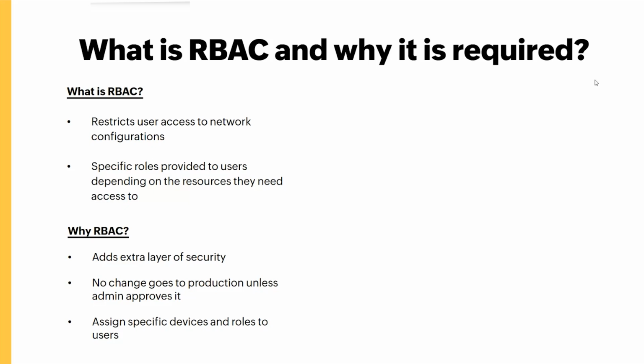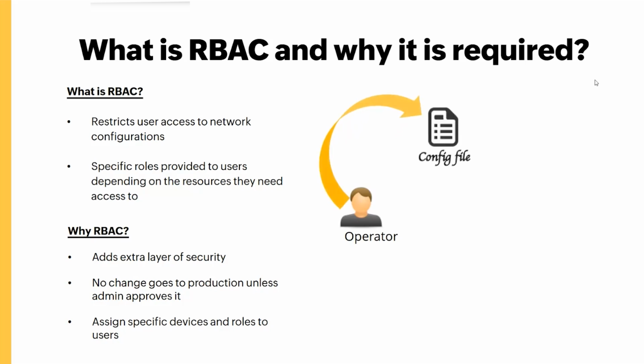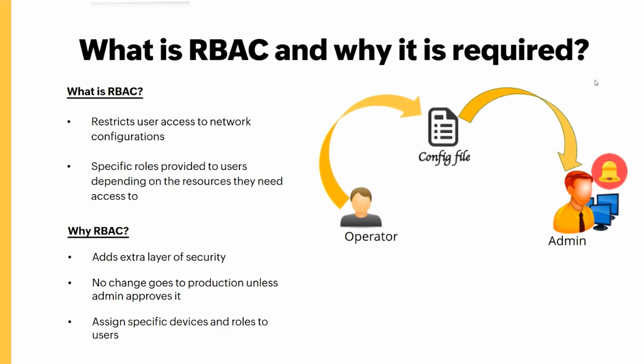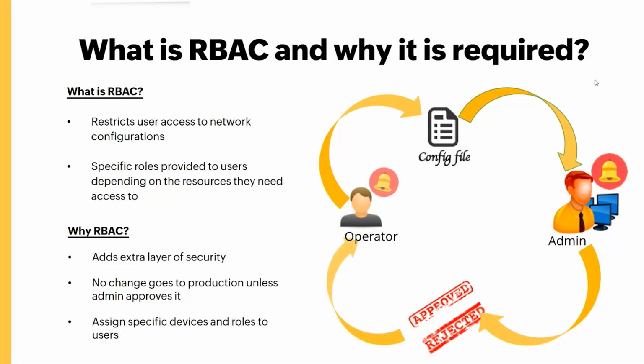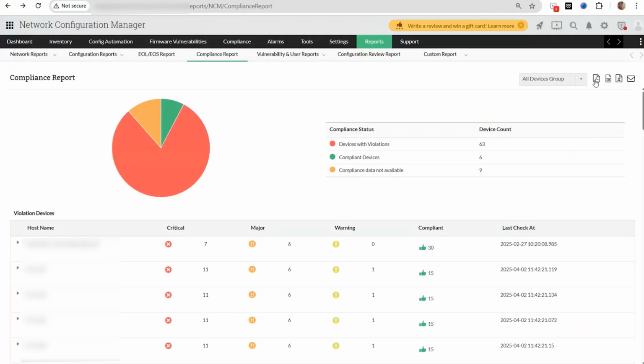So let me show you a simple representation of how the role-based access control works. Now we have an operator who makes changes to the configuration file, and the configuration changes and relevant details are immediately sent to the admin. The admin can then decide to approve or reject the changes from their end. Once the admin makes a decision, an approval or rejection notification is sent to the operator immediately. So this is how the cycle of role-based access control works in Network Configuration Manager. Let me show you how this works in the UI.